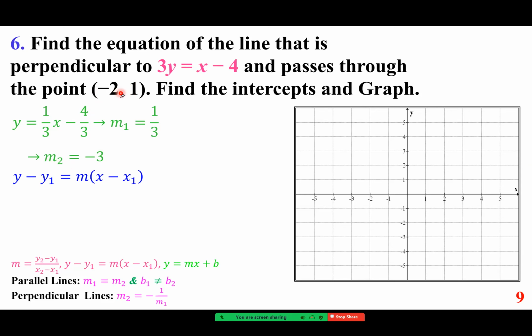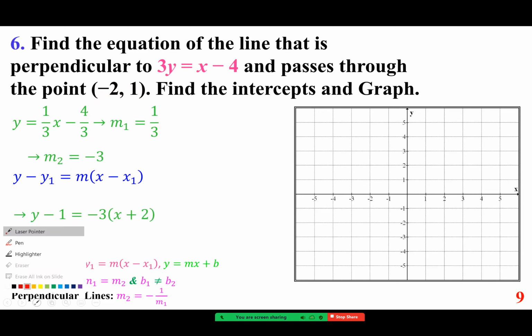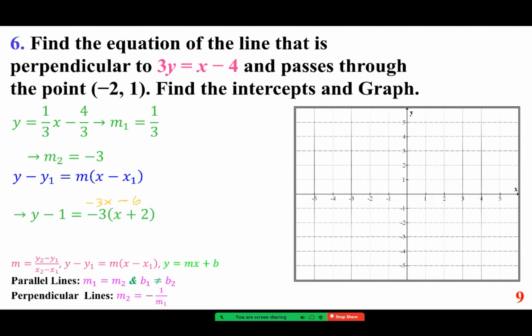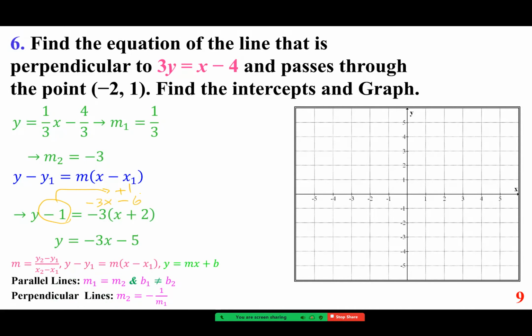To do so, y minus 1 equals -3 times x minus -2, which makes it +2. And therefore, over here we have -3x. Over here we have -6. We are going to move this and make it +1. And it gives us the equation of a line. As you can see, obviously 0, -5 is the y-intercept for this one.